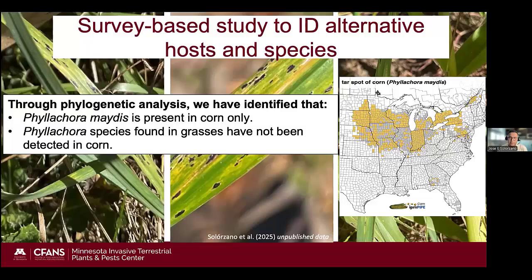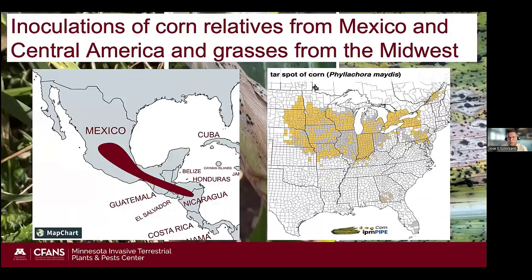So the next step in my research is to conduct inoculations using the inoculation methods that we developed in my lab. And for these, we are selecting a set of different plant species that are genetically different, but that are also found in the continental US and that are also found in the native range of Phyllachora maydis, for example, Mexico and Central America.